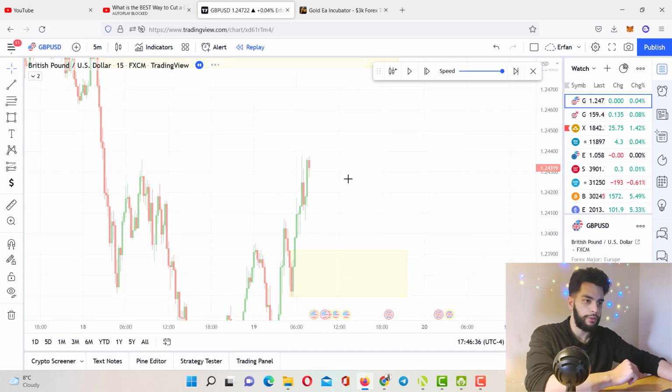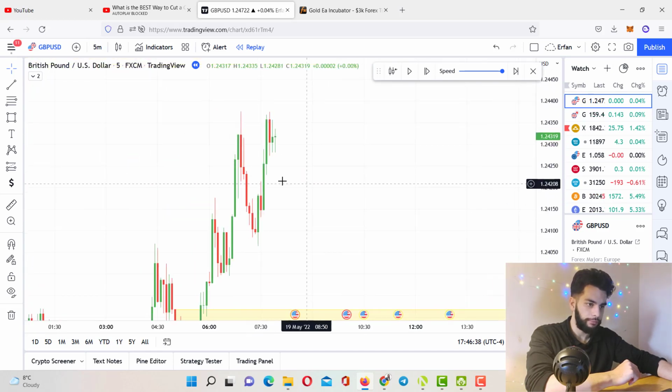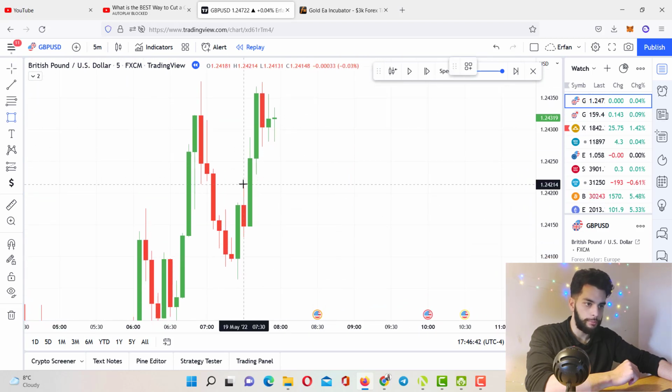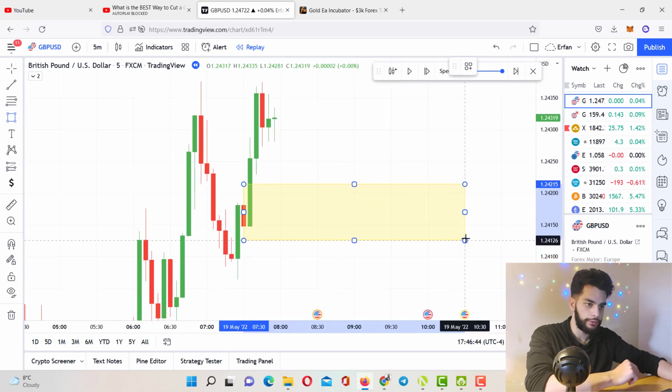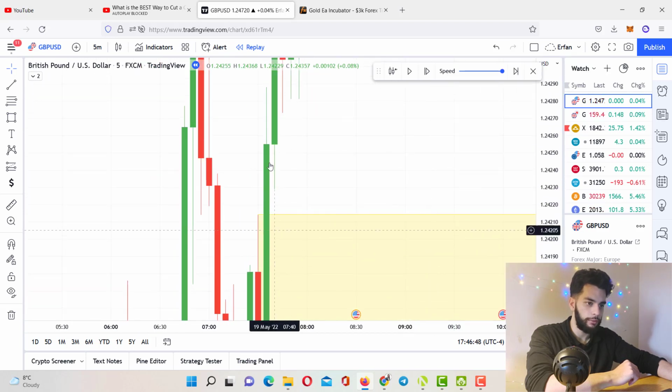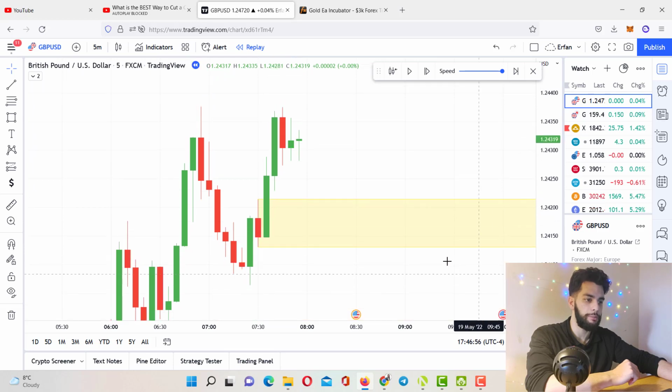So if I switch my time frame back to 5 minutes, you see that we have this high probability demand zone right here, from here to here. This one, why? We have this move, we have this candle that came out of the box, and the next candle after that never tapped into the zone. So this is a high probability demand zone.